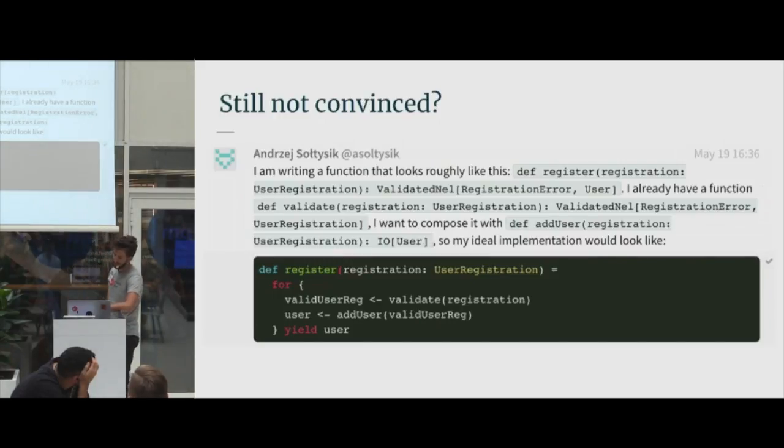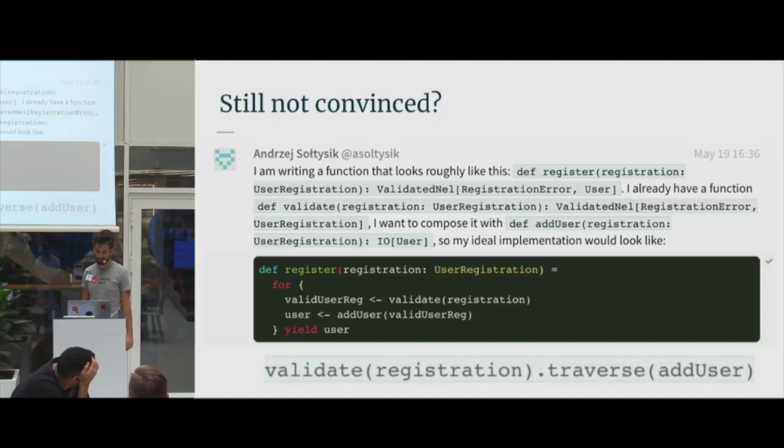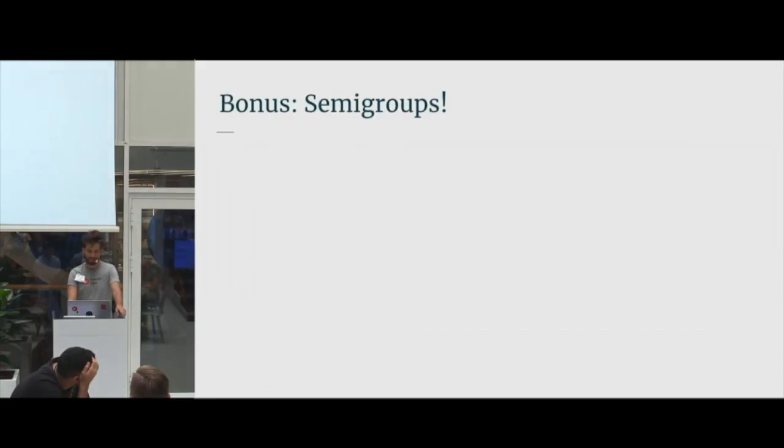And I had this guy recently that said, hey, I have this thing, I want to do this cool stuff with it, I have a Validated NEL, and I want to do this user thing. He created this 5 or 7 line implementation with really long stuff, and it's actually just validate registration, traverse, add users. So traverse is really, really generic and really general, and you can use it almost everywhere, and it's super cool. And yeah, I have a small bonus slides.